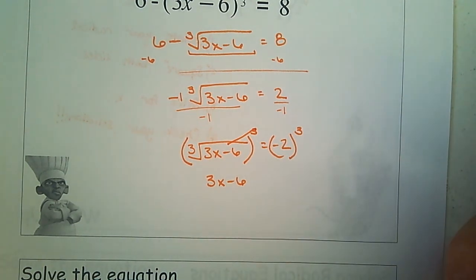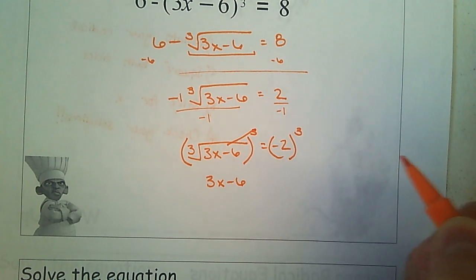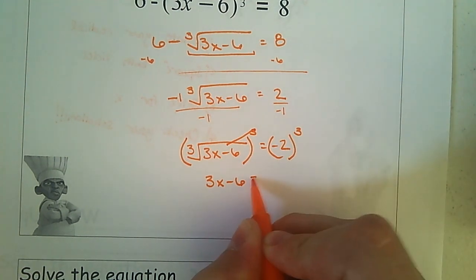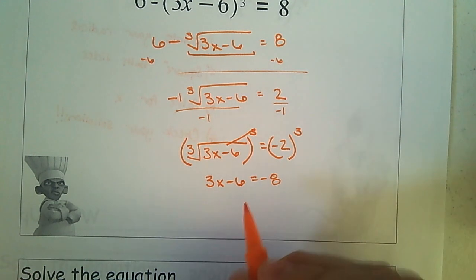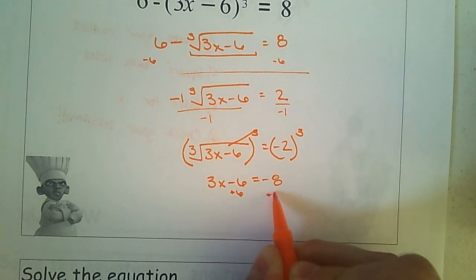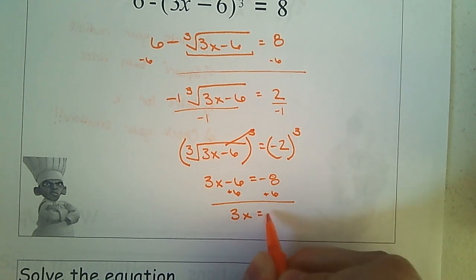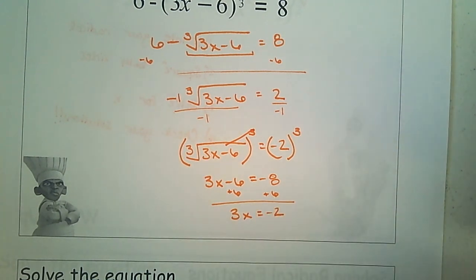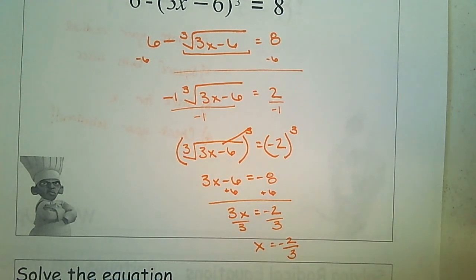Make sure if you're typing this into your calculator, you do put parentheses around that -2. -2 cubed, though, is going to give me a -8. Third step, we're going to solve for x. So I'm going to add 6 to both sides, and then divide both sides by 3. And it looks like we're going to get -2/3 as our potential answer.